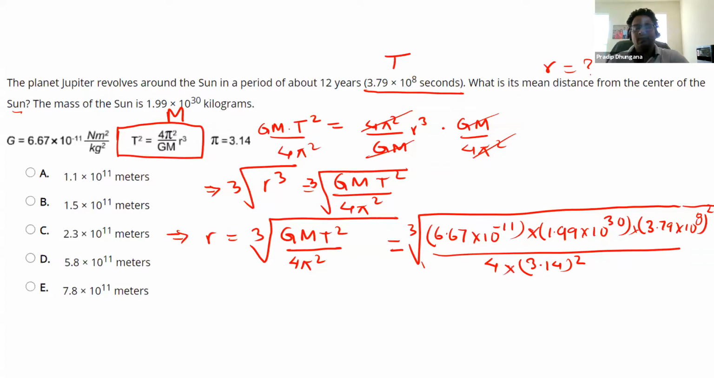And then after that, use a calculator. You can use Desmos or any other calculator. And then you will get around 7.8 times 10 to the power 11 meters. That is the mean distance from the center of the sun. Correct choice is E.